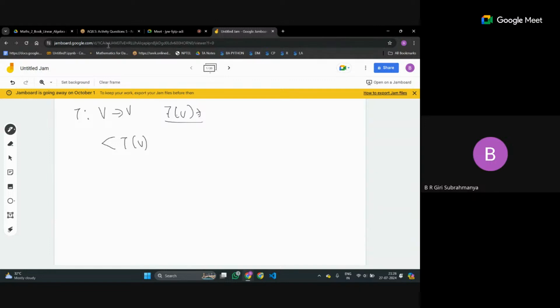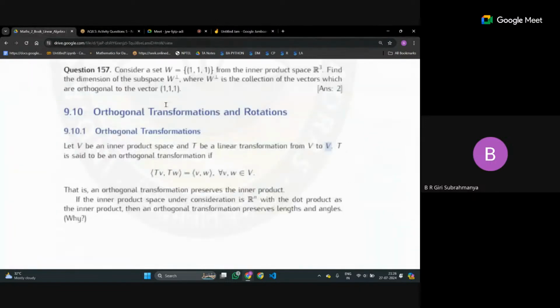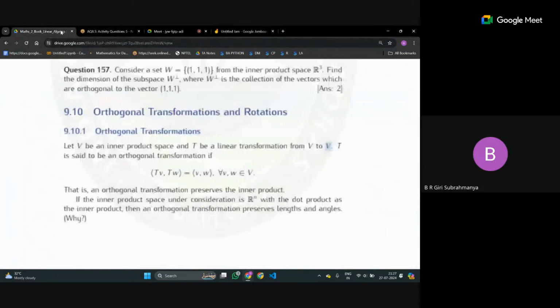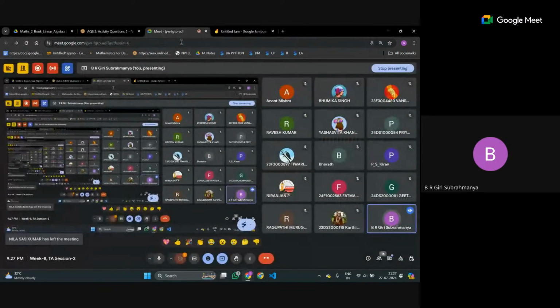Inner product of TV, comma TU. U is also some other input, and T of U is going to be the output. The inner product of this, if this is equal to the inner product of V, U. U and V are inputs, and the outputs are TV and TU. The inner product between the inputs, if it is equal to the inner product of the outputs for all the vectors in the vector space V, then we say this is an orthogonal transformation.